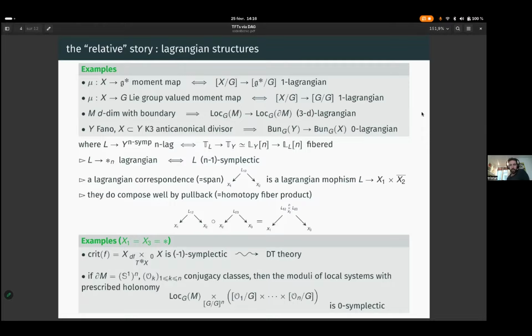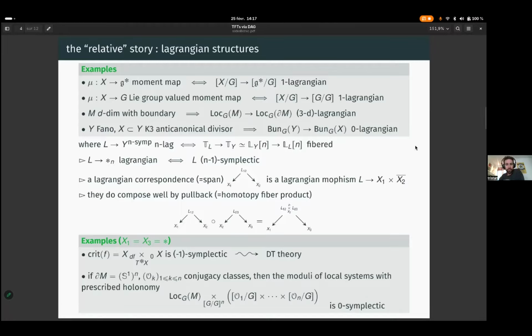Again, following relative analogs of the previous examples on the previous slides, if I consider some Fano variety and a divisor which is K3 and anti-canonical in there, the restriction of G vector bundles is something here Lagrangian in the usual sense. So we retrieve this from the derived geometry.